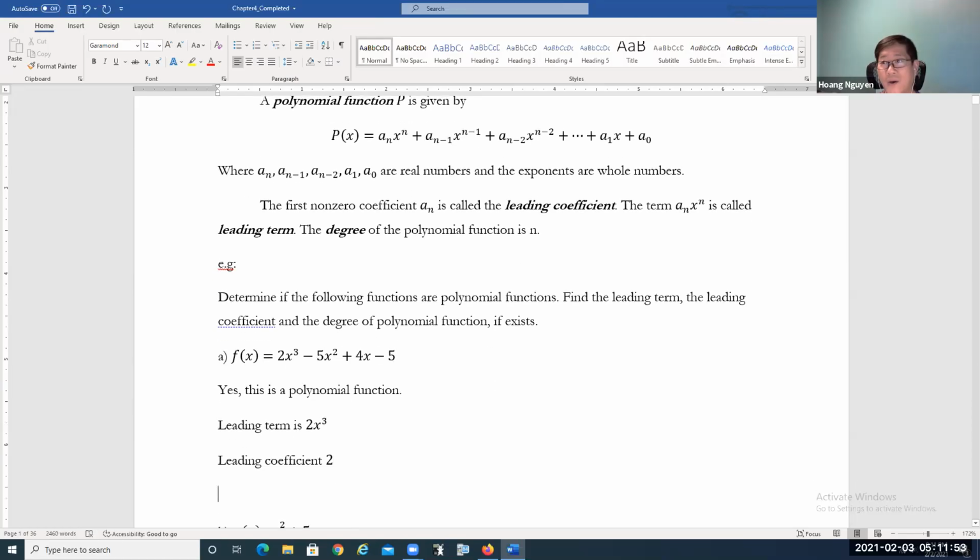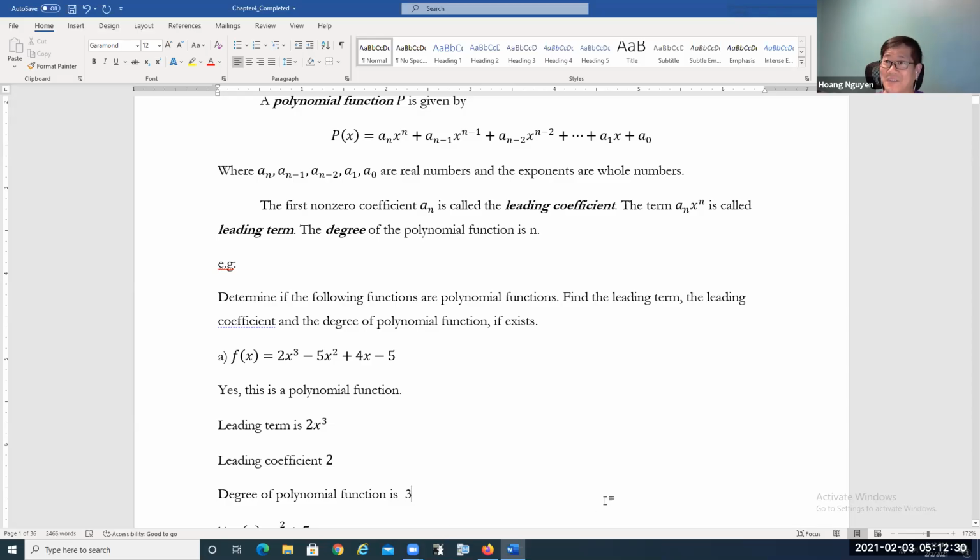Now the next part of this question is, what is the degree of this polynomial function? The degree of the polynomial is the power of the variable in the leading term. Take a look at the leading term. We have x to the power 3, so that's the power 3. So the degree of this polynomial is 3.